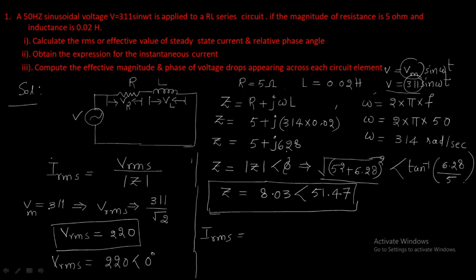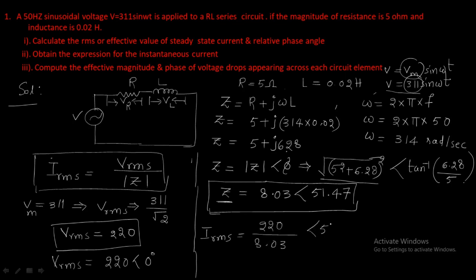So from that, by using that equation, I already found the Vrms value. Just substitute this Vrms by the Z value. So what is Z here? Z here, this is the value. Write down this value, 8.03 at an angle of 51.47. By doing the calculation, we will get 220 by 8.03 is 27.39.